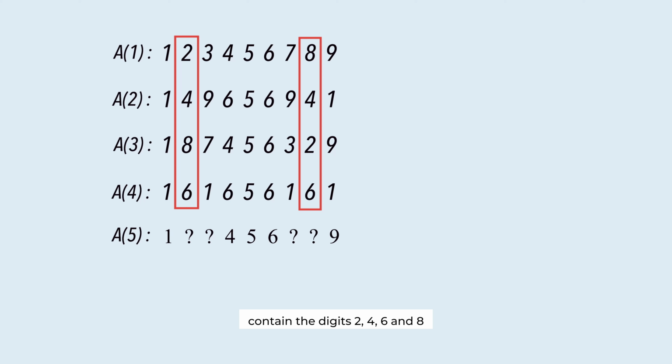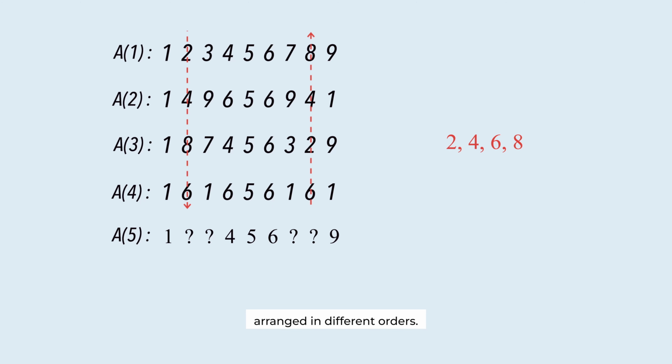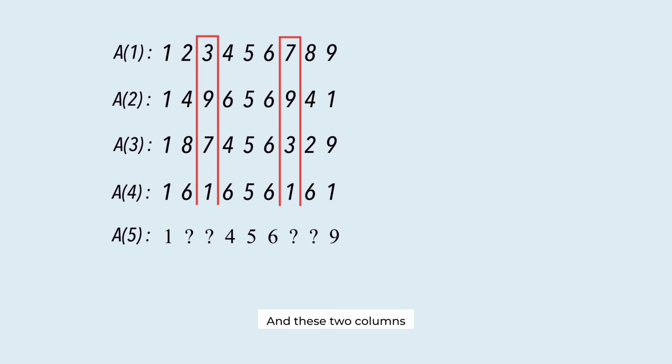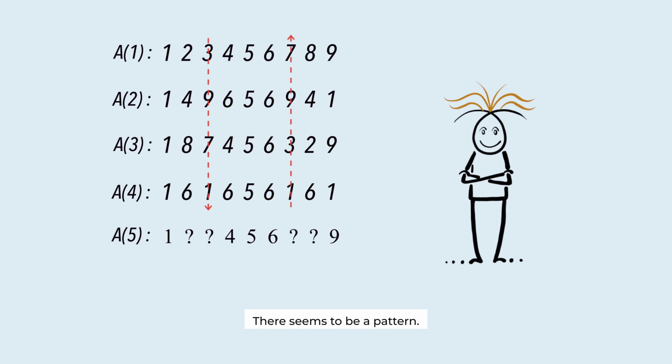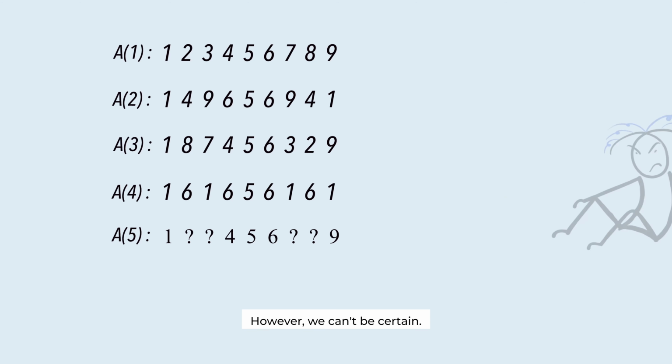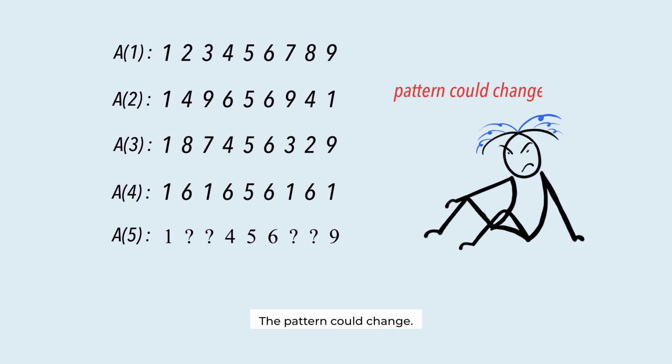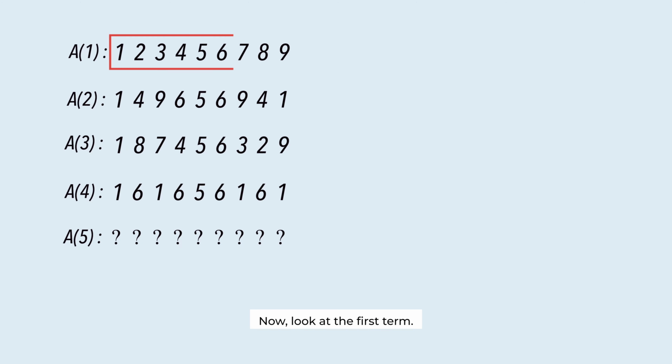These two columns contain the digits 2, 4, 6, and 8, arranged in different orders. And these two columns contain the digits 1, 3, 7, and 9, also arranged differently. There seems to be a pattern. However, we can't be certain. The pattern could change. Now, look at the first term.